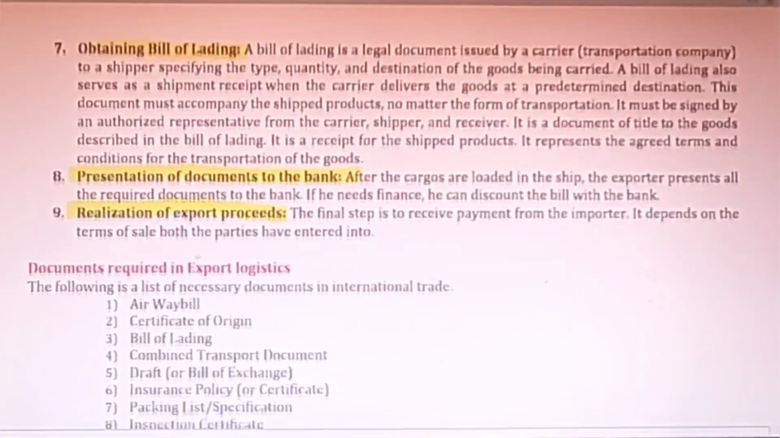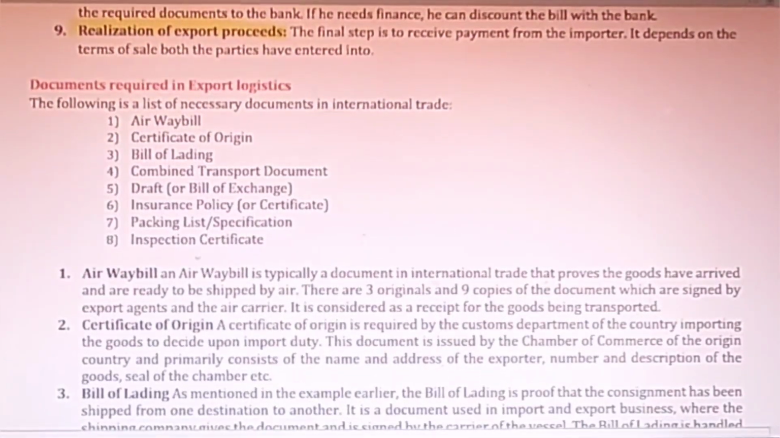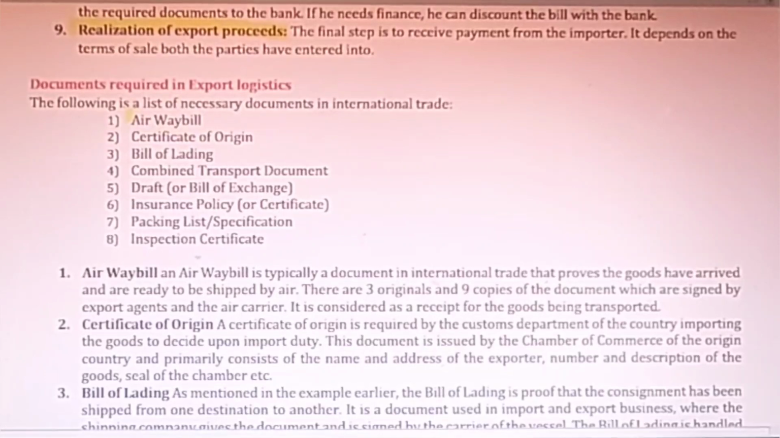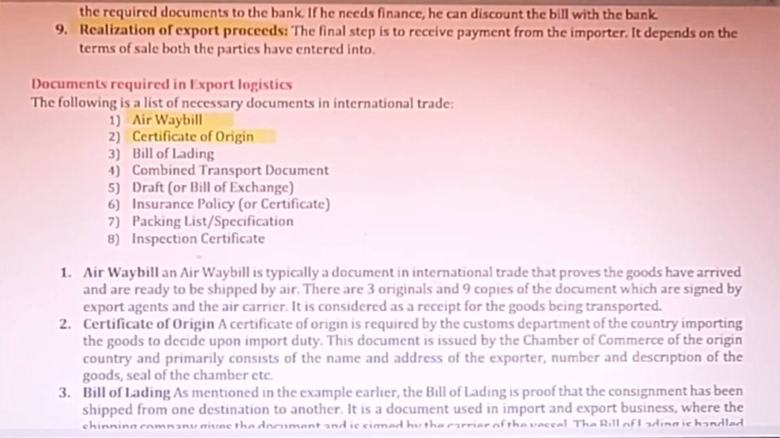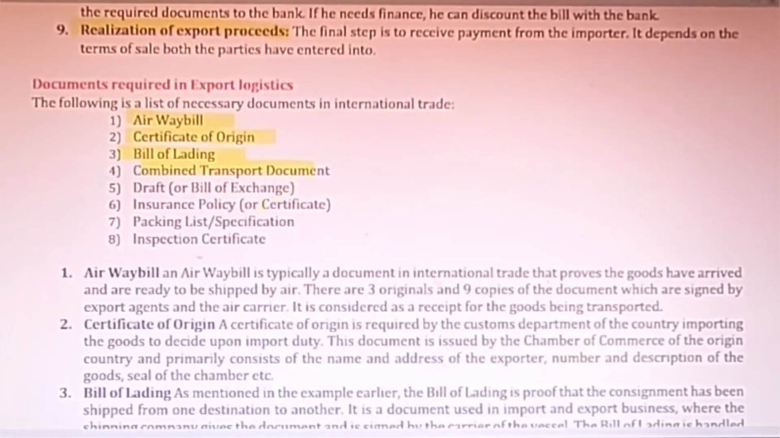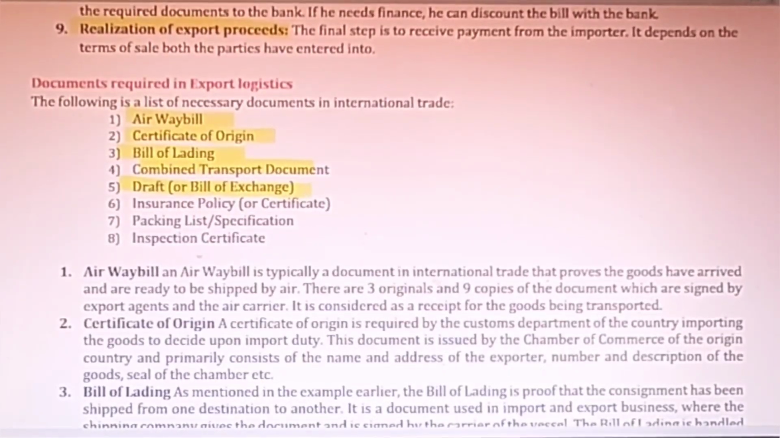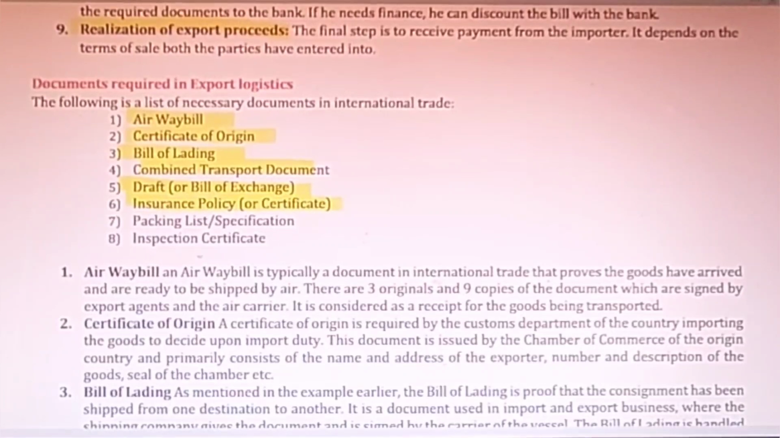So, very important one. Then documents required in export trade. Firstly, an exporter has to obtain air bill, then certificate of origin where the goods are manufactured, then bill of lading, combined transport documents, draft, that is bills of exchange, insurance policy documents.